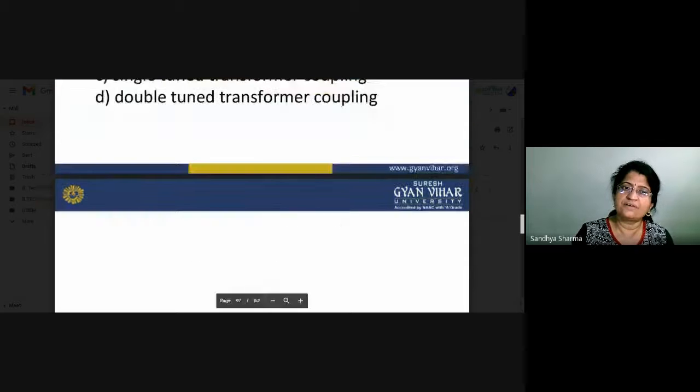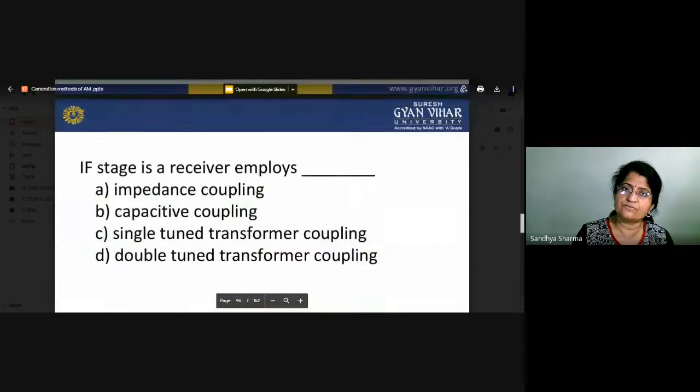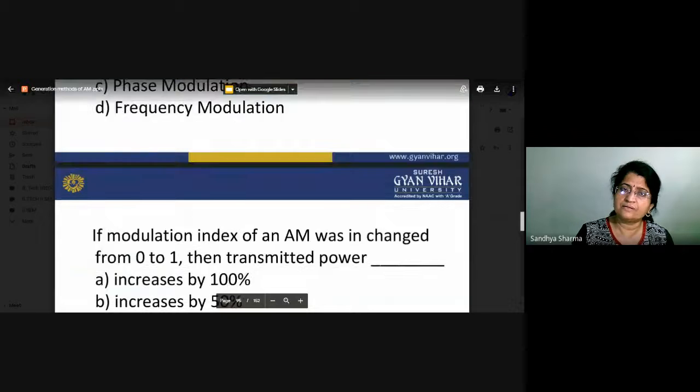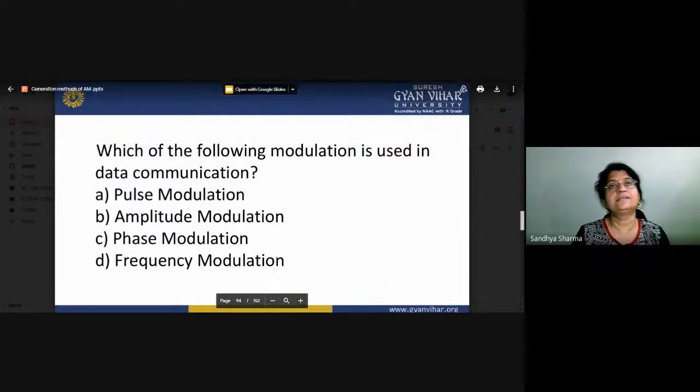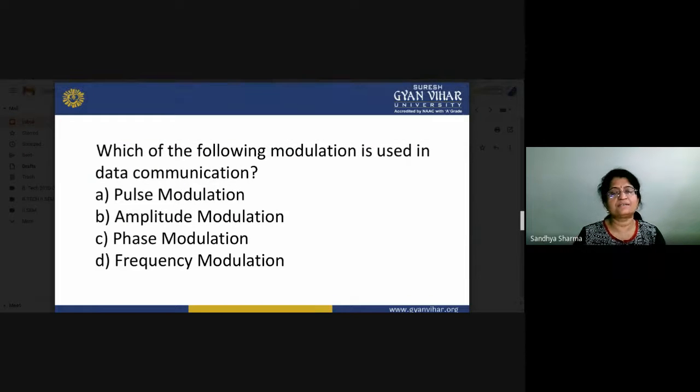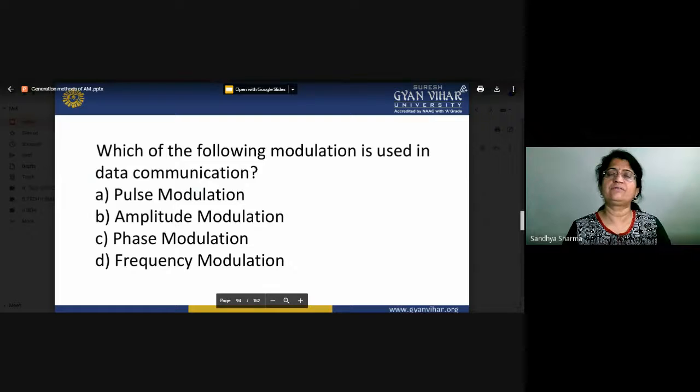IF stage, role of the IF stage in the receiver. So what about the receiver part? As we have to transmit in DSB-SC, SSB-SC, VSB-SC, so what about the tuner? We have already seen that in our previous lecture on superheterodyne receivers. So that is the receiver section which we are working on.